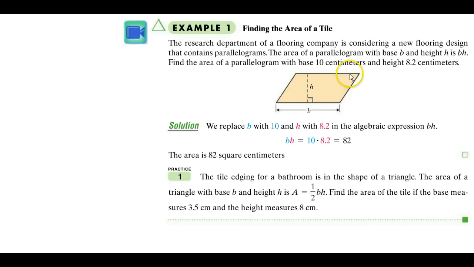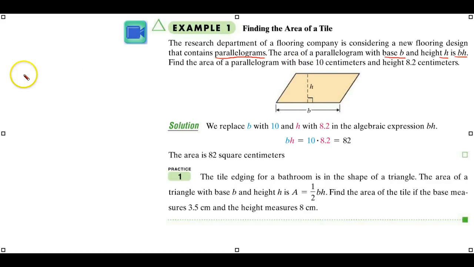Now, the pattern of this algebra book is they give you some background, then they'll give you an example. And the nice thing about the textbook is if you follow, they're also going to give you the solution. But we want to know a pattern of how to get things done. So let's take a moment to read this and then take a look at how we solve it. So this company is producing tiles that are in the form of a parallelogram, means the opposite sides are parallel to each other.